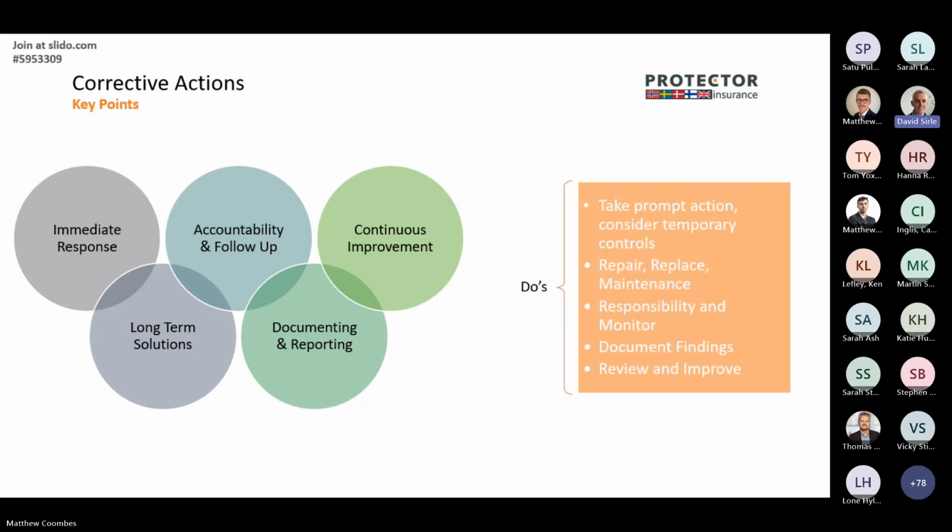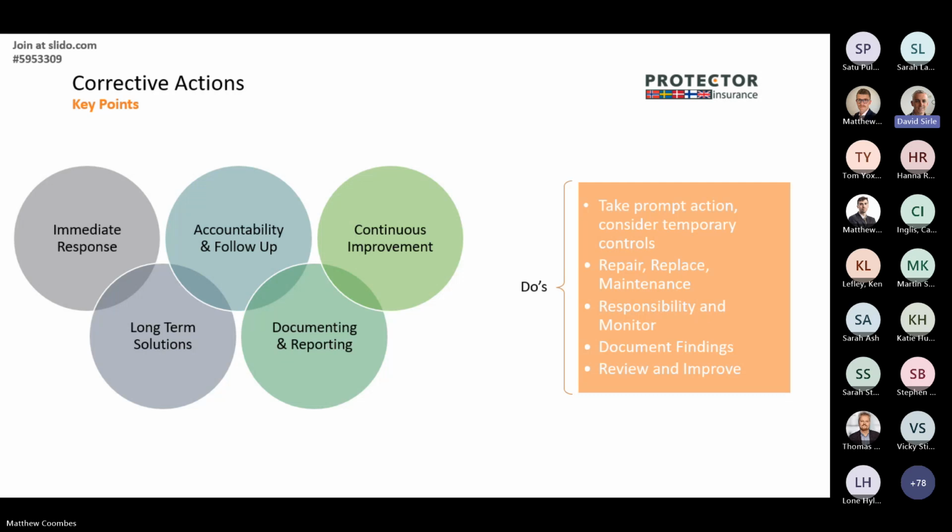So corrective actions then, we've all had them. Matt touched on them in the previous slide. So a gap has been identified following an inspection, an audit or an accident, and this needs to be addressed. It's important to address hazards quickly to prevent slips, trips and falls from occurring.